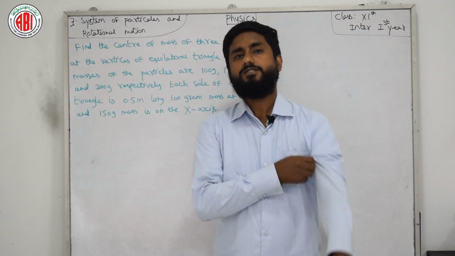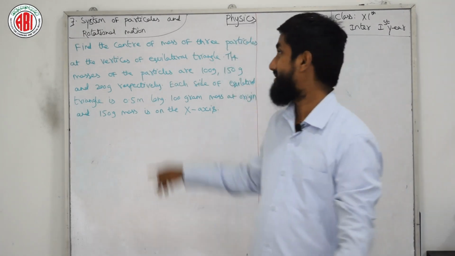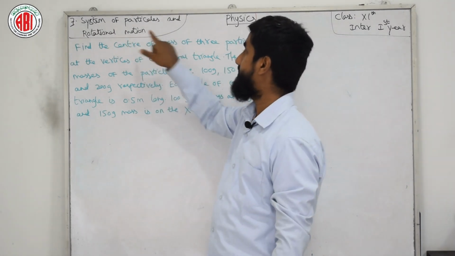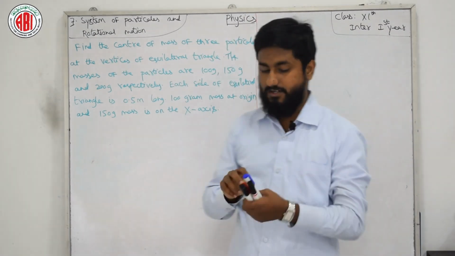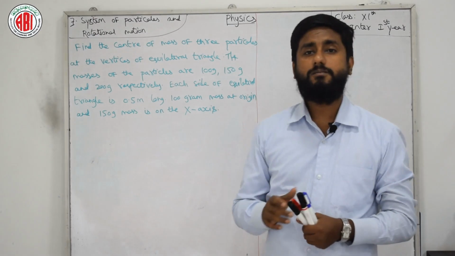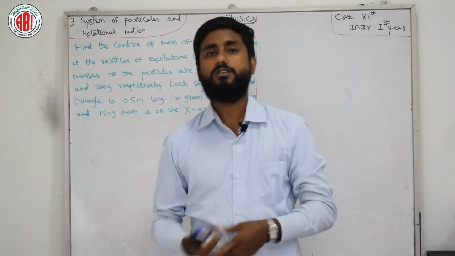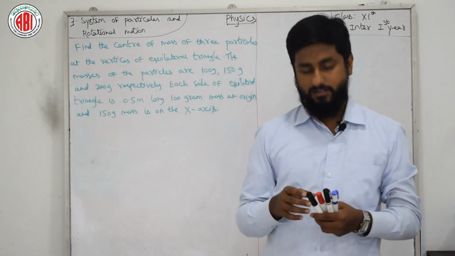Today we are going to start part number 4, chapter number 7, Systems of Particles and Rotatory Motion, Physics, class 11th or intermediate first year. So in today's session we will come across a few numericals as well as very short answer type questions.